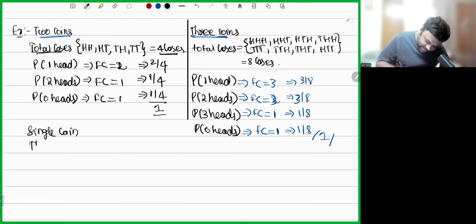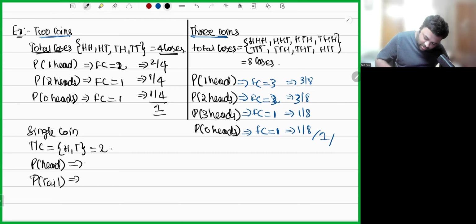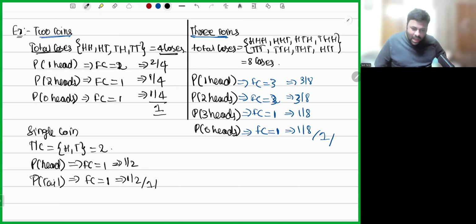What are total cases? Head, tail. Total cases 2. I am asking what is the probability of head. I am asking what is the probability of tail. In how many cases you have head? Only 1 case, sir. In how many cases you have tail? Only 1 case, sir. So what's the probability? Favorable cases by total cases. Again, total will be 1.